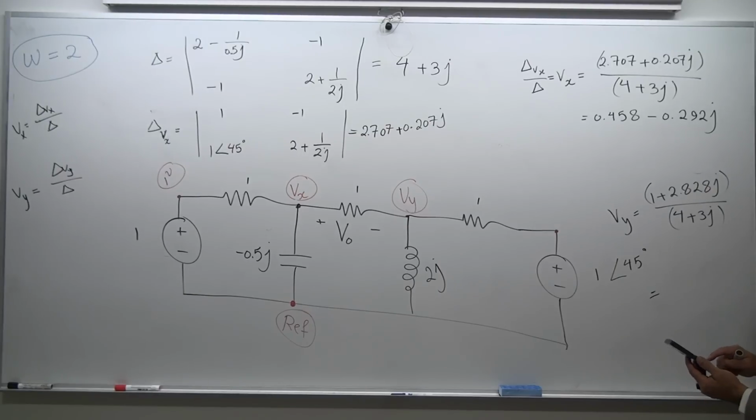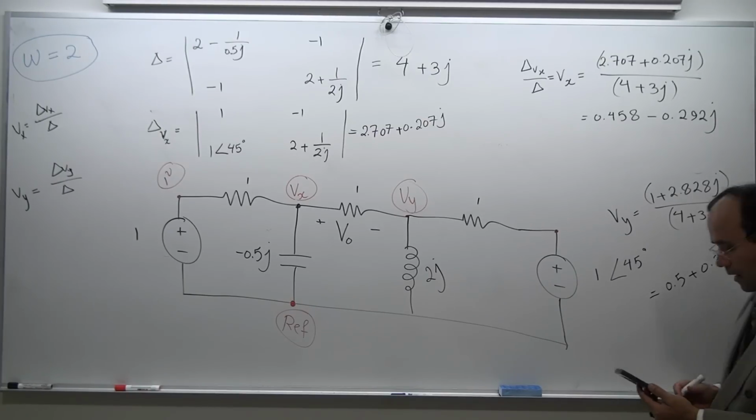Let's see what happens on this side. This one is open big bracket, 2 plus 2.828j divided by 4 plus 3j, close bracket. So this is 0.5 almost, and this is plus 0.333j. Oh, doesn't matter, cut it out.